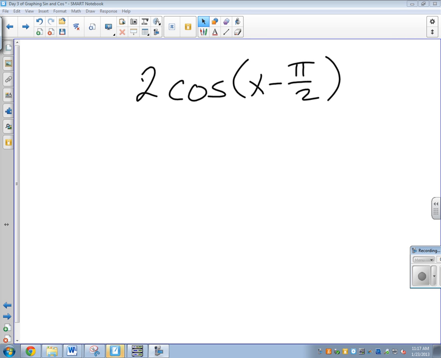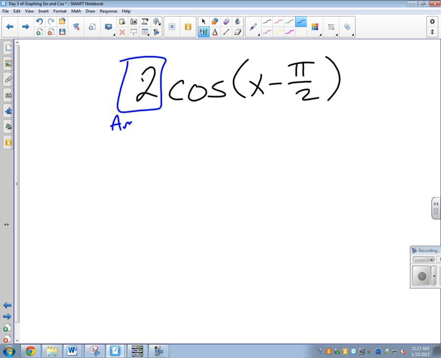2 cosine of x minus pi over 2. All right, we're going to go through and kind of understand what each thing does first. The 2 in front is my amplitude. That's how much I stretch by. So my graph's going to go up 2 and down 2 from wherever the middle of my graph is.